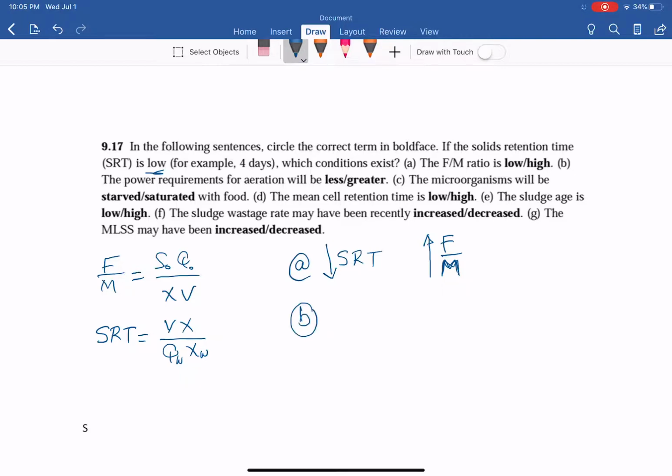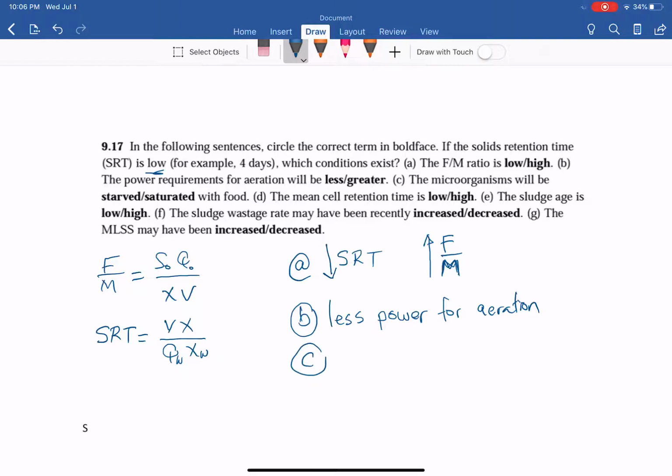B. The power requirement for the aeration will be less or greater. Are you going to have less air, or you're going to have a lot of air, a lot of money for air, too much aeration? Well, that depends on extended aeration. If you have high SRT, now we have less SRT. So since you have less SRT, you'll have less air or less power for aeration.